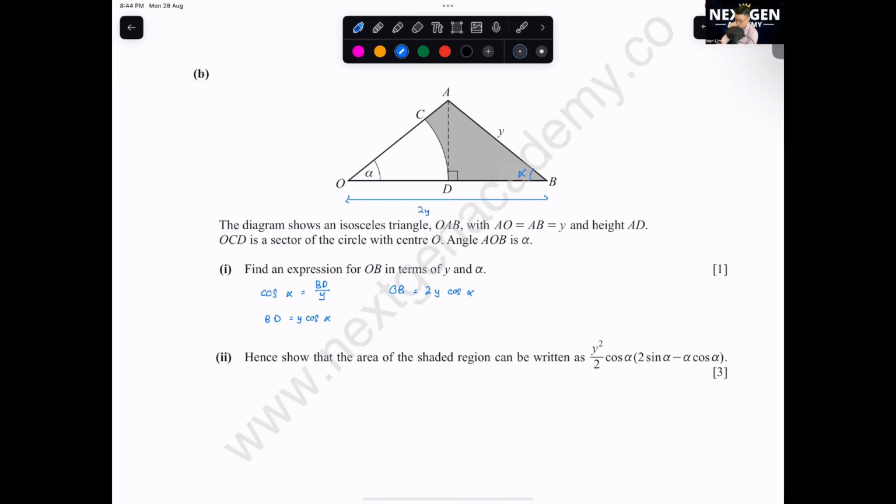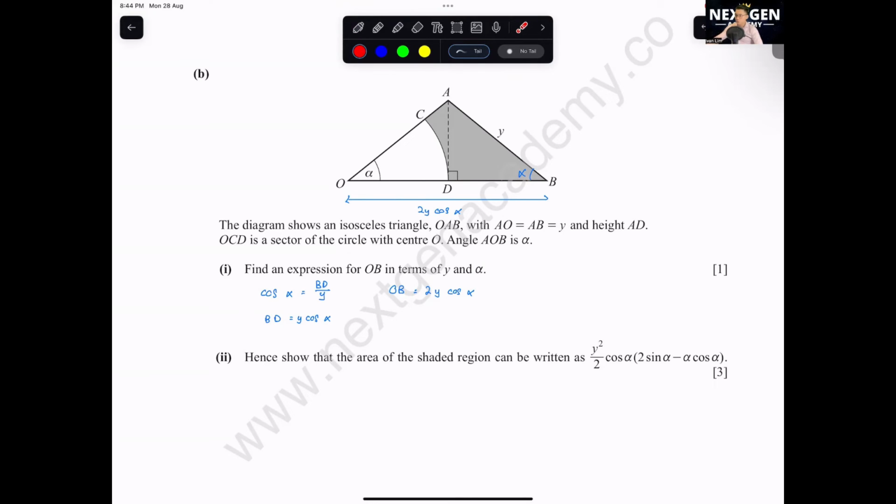Okay, 2Y cos alpha. Hence, show that the area of the shaded region can be written as y squared over 2 cos alpha, 2 sin alpha minus alpha cos alpha. What if you put as 2y cos A? No, alpha. The symbol here, they already say alpha. Don't go and change it. Be careful on that one.